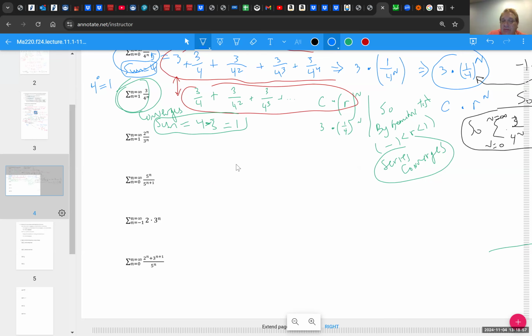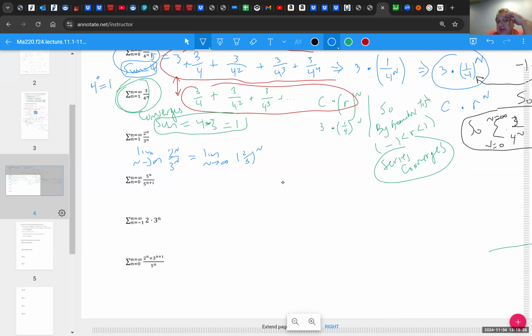So we have 2 to the n over 3 to the n. This doesn't look like anything. We can do a limit. Always nice to do the divergence test. So we do the limit of 2 to the n over 3 to the n. This is infinity over infinity, which we could use L'Hopital's rule, but it's much easier to simplify this using algebra. So it's a good time to practice your algebra. 2 to the n over 3 to the n is also called 2/3 to the n.